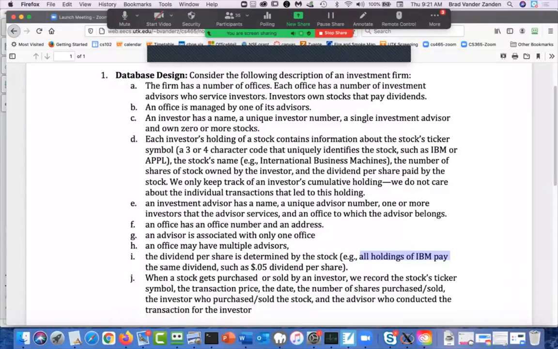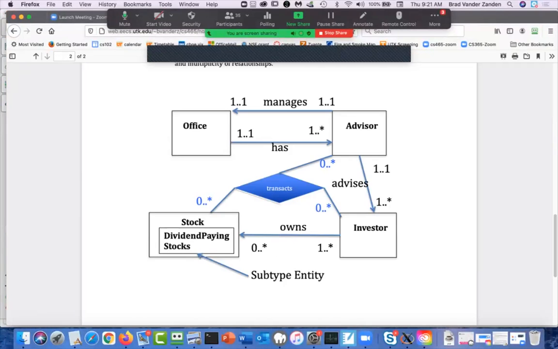So on the solution, we say that a stock may be owned by 1 or more investors. We're not going to probably have the stock in our database if no investor owns it. So we're going to assume that at least 1 investor owns it and that potentially many investors own it. So that leaves us with trying to get the multiplicity for the transacts or purchases relationship.